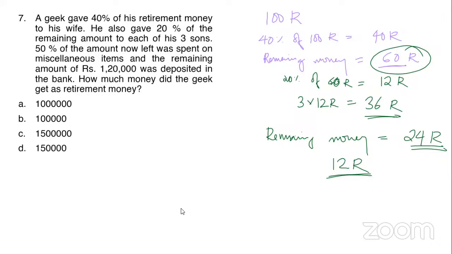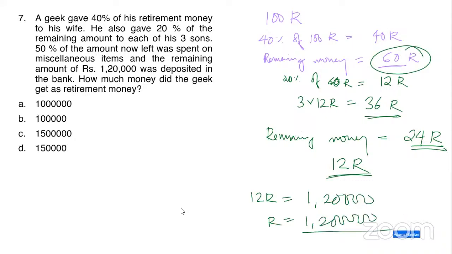The question is, after spending all this, the remaining amount he deposited in the bank, and that is 1,20,000. So the remaining 12 R is equal to 1,20,000. How much did the person get as retirement? That is the question. So you have to find out R first. So R will be 1,20,000 by 12.